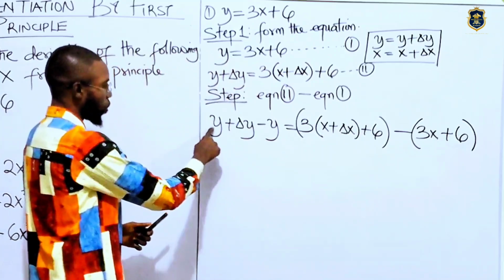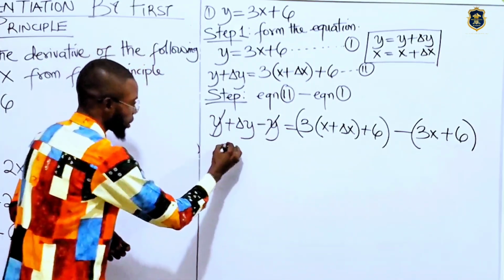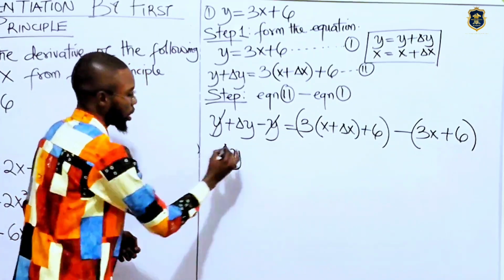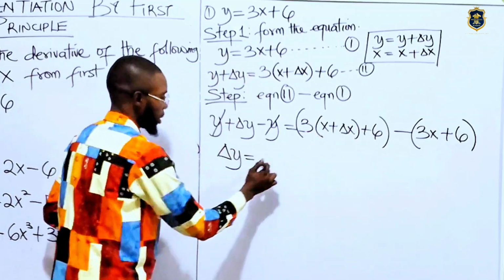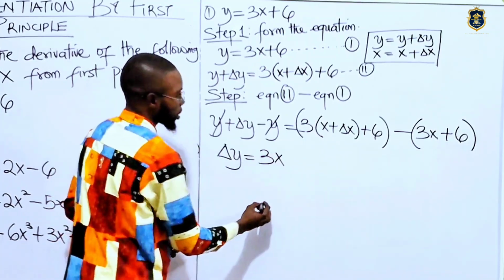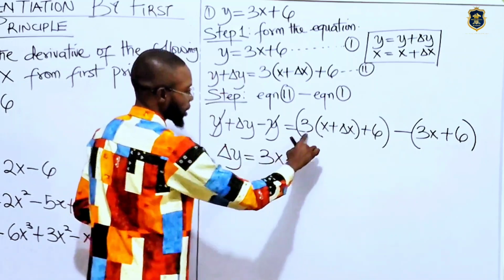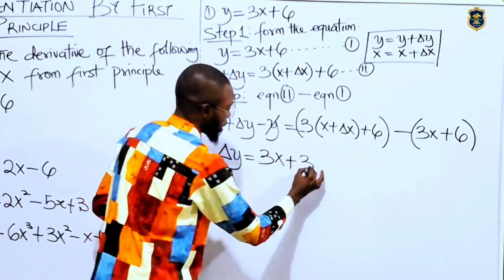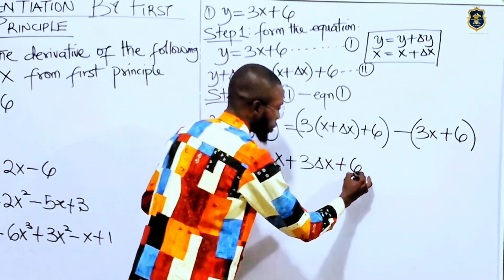Look at now. From here we have y minus y. They are cancelling out. Y minus y is good. I'm left with delta y here. It's equal to 3 times x. I'm using this one to open just this bracket. 3 times x is giving me 3x, plus 3 times delta x, which is 3 delta x. We have a plus 6 here, plus 6.